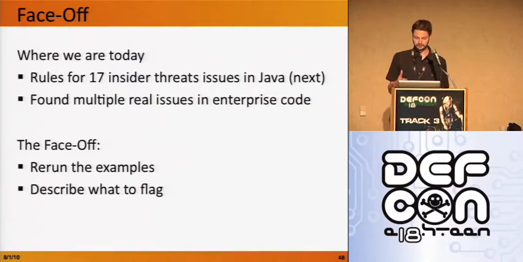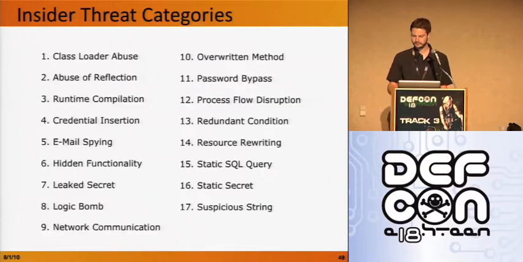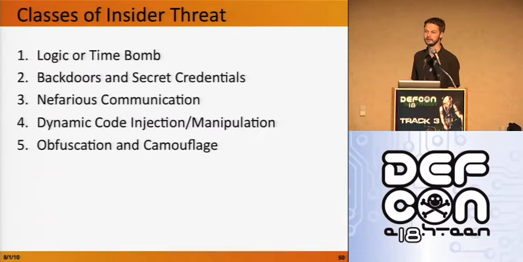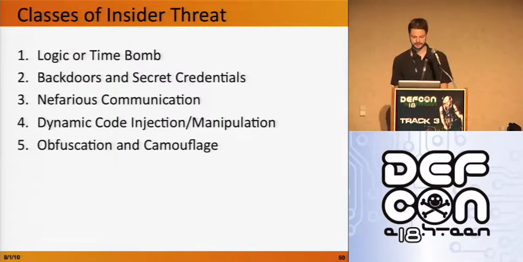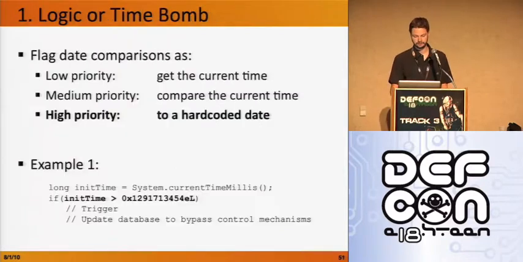So the way I'm going to do this is I'm going to rerun the examples and I'm going to describe what we flag. So just to have this all up, we have like 17 categories. They are listed here. They are in the slides, so if you want to talk about them afterwards, feel free to do so. All these categories are subcategories to these main classes of insider threats. So I will tell you what we flag in the code, and how that relates to the code that we've shown before.